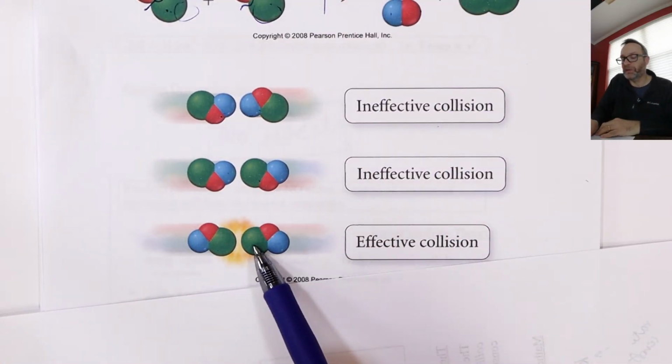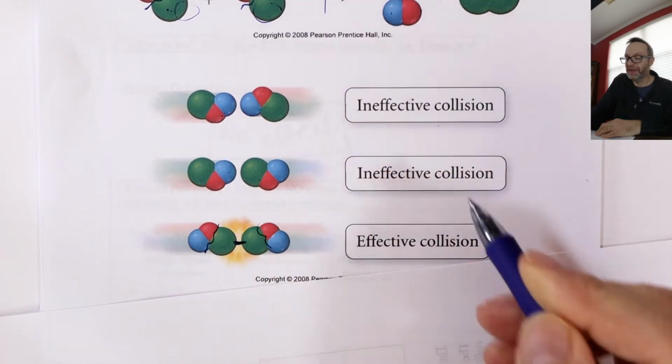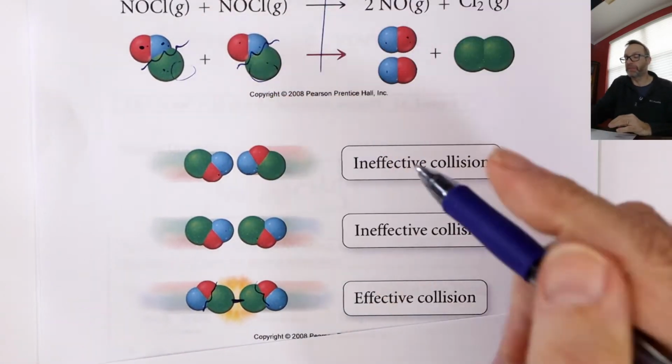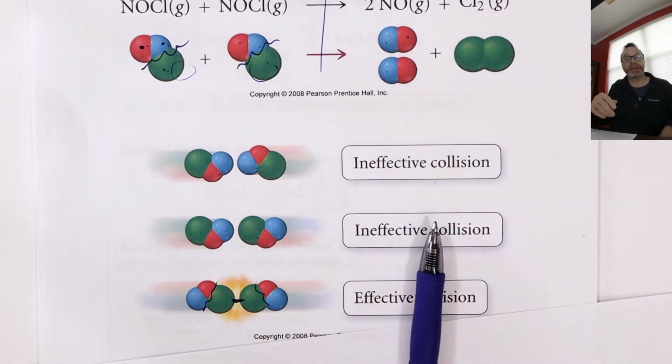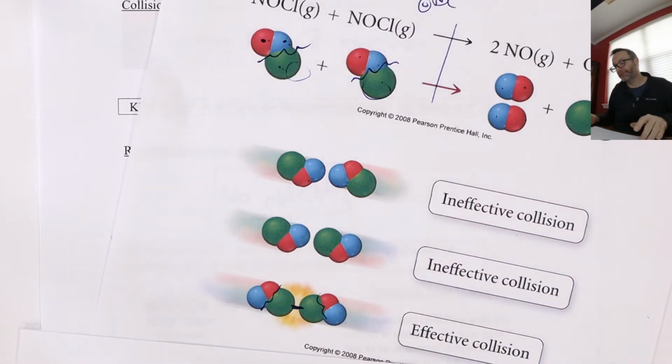The chlorine hits the chlorine. It makes a bond. These guys break. This guy makes. And we get our products over here. So maybe 1 out of 3 collisions are effective. And again, that's a fixed fraction, a third in this case, maybe.